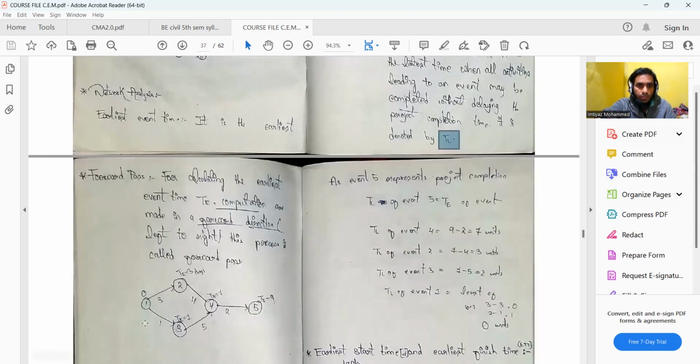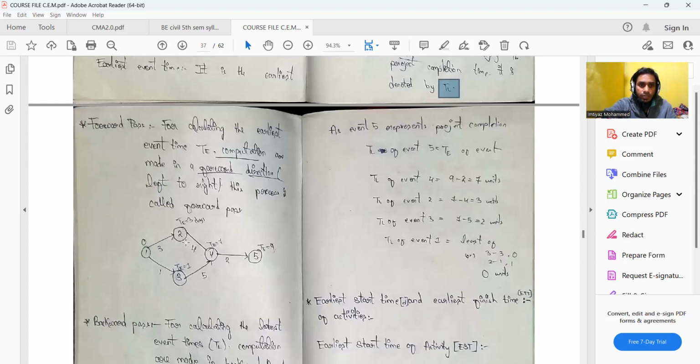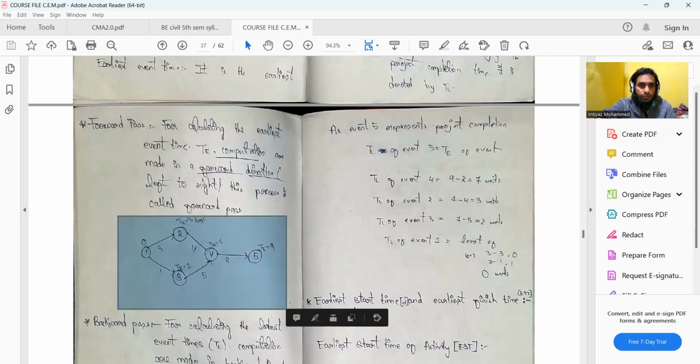Now we need to know the forward pass in order to calculate the earliest event times. For example, you can see this particular network. Here the network starts from event one, then two, three, four, and so on. By default, when we are trying to calculate the TE by using the forward pass, that is moving in the forward direction, we assume that event one starts at 0 time. That's why we have written 0 over here. The number which is written on top of the node is the earliest event time.